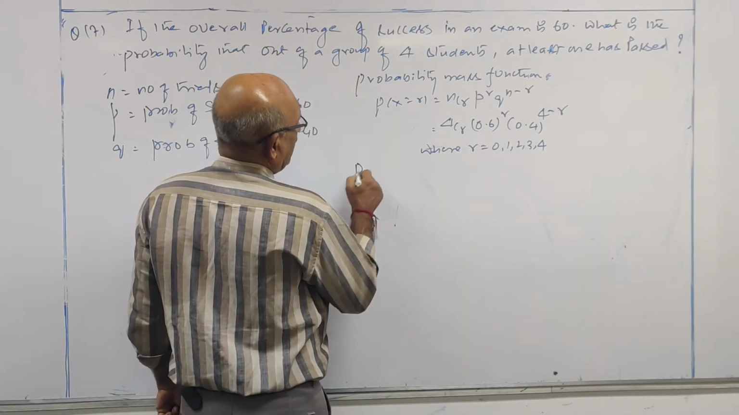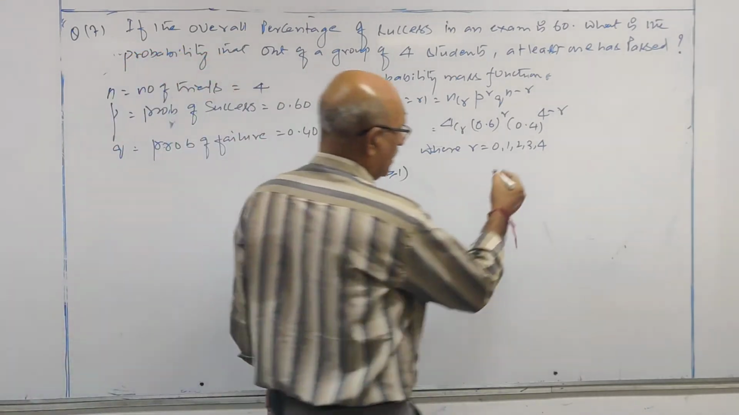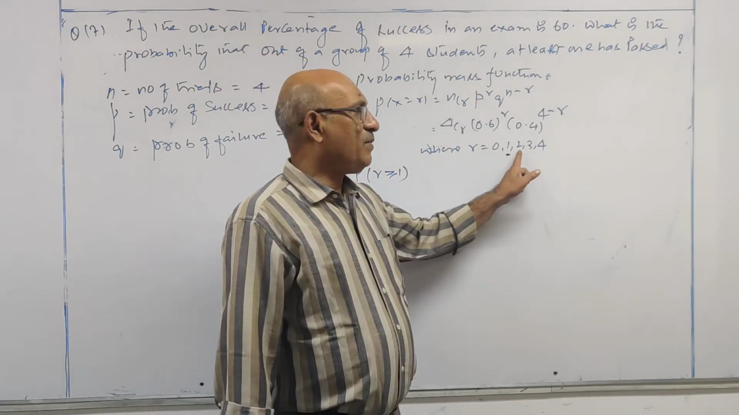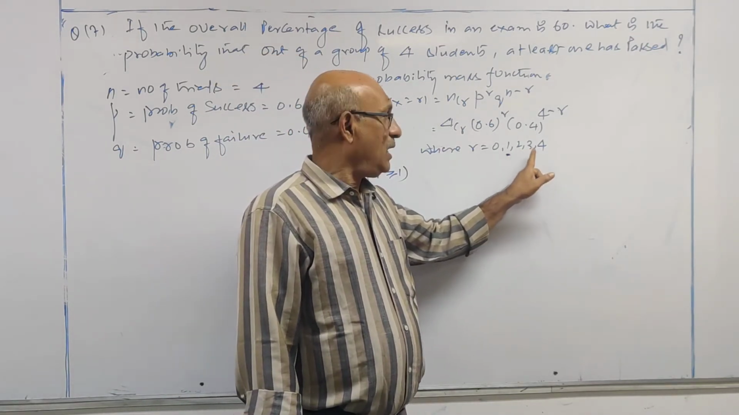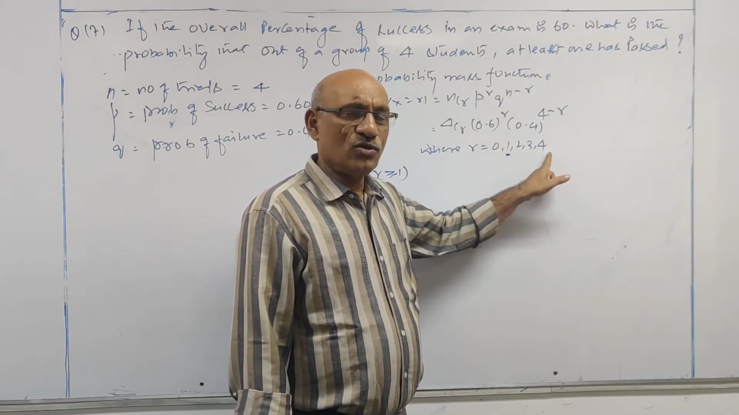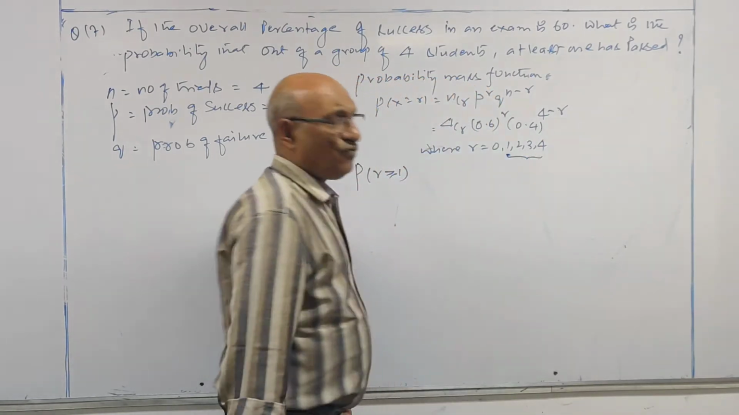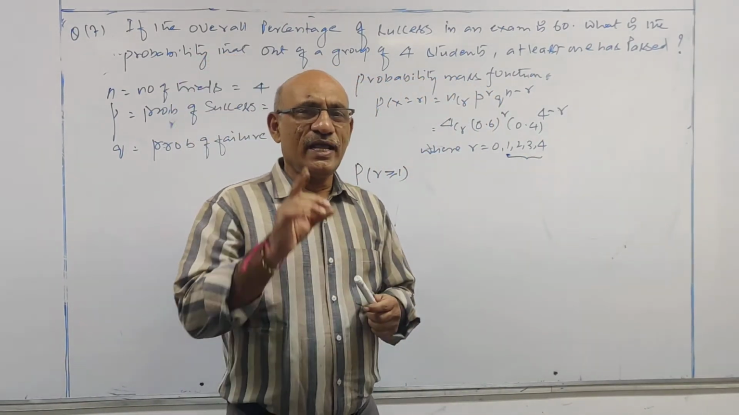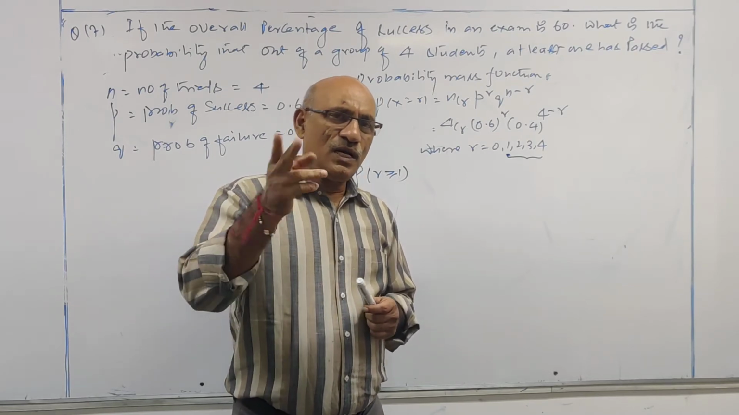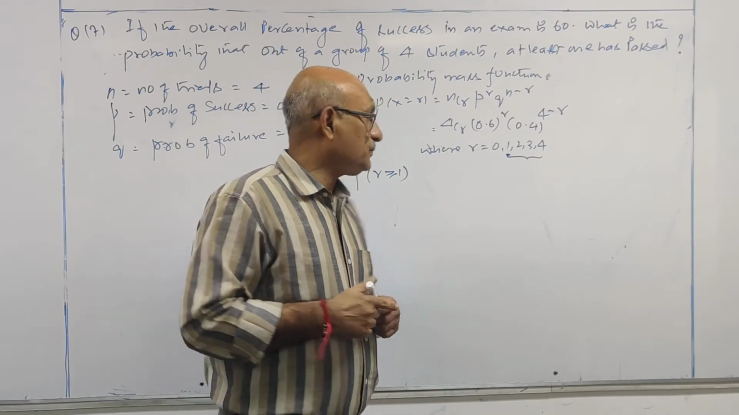Now what is required here? R is greater than or equal to 1. So there may be one candidate who cleared the exam, or there may be 2 students who passed the exam, there may be 3 students who passed the exam, or there may be 4 students who passed the exam. So how many calculations I have to do? 4 calculations. First by taking R is equal to 1, then R is equal to 2, then R is equal to 3, then R is equal to 4.